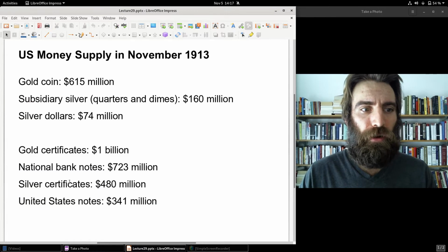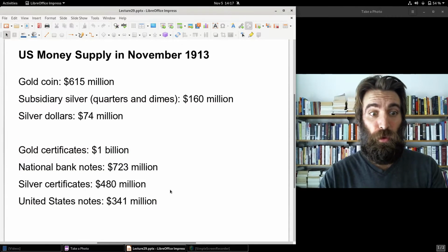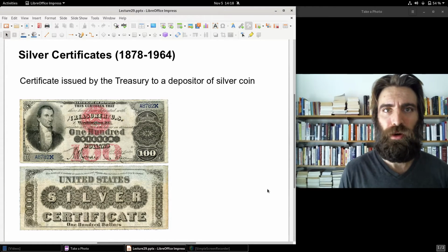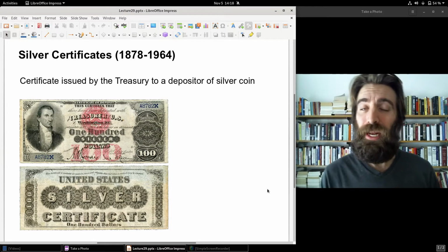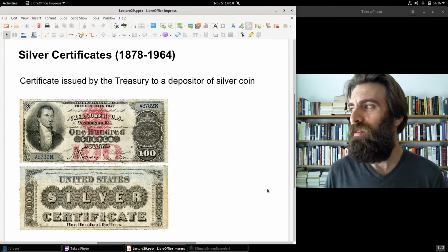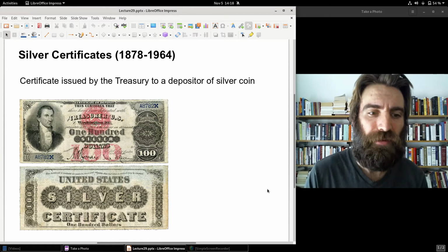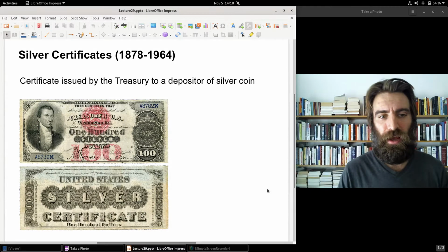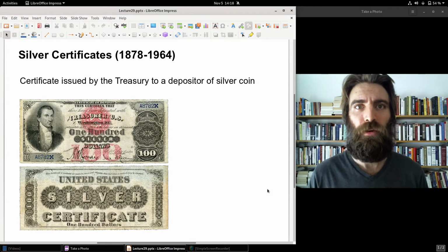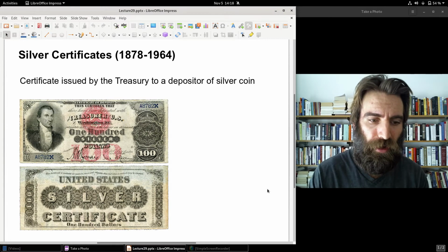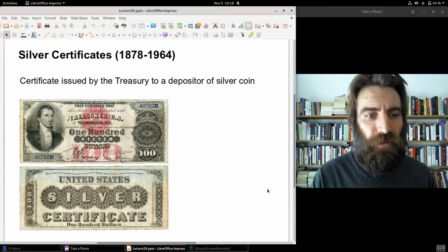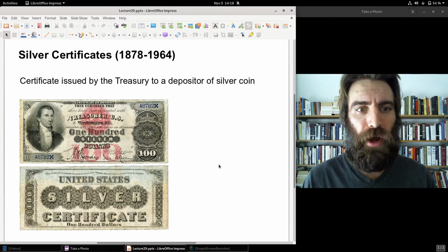No national banknotes. What about silver certificates? There's 480 million of these. Silver certificates work the same way. These began in 1878. What happened in 1878? Oh, yes, the Bland-Allison Act, that first silver purchase act in 1878. It was a limited coinage of silver. Nevertheless, it remonetized silver dollars. And silver certificates were a product of that as well.